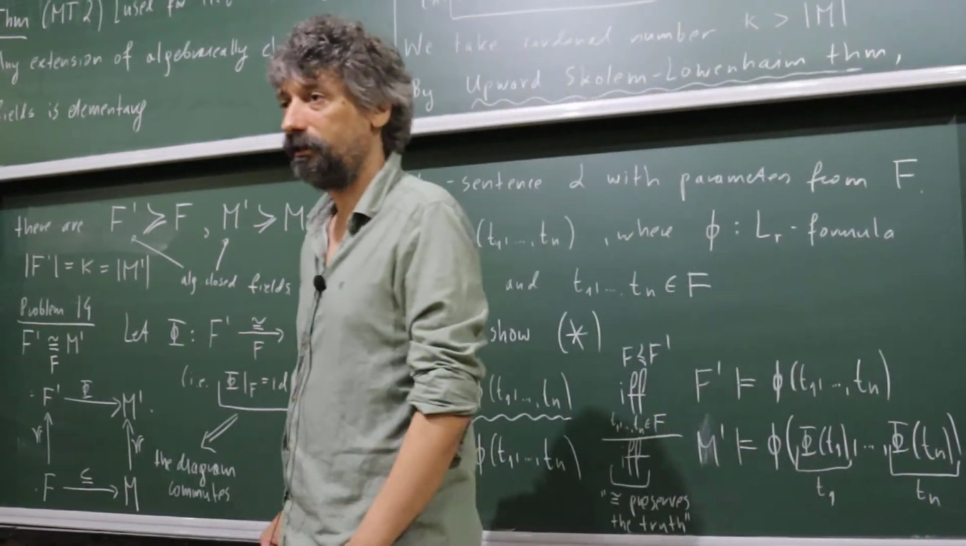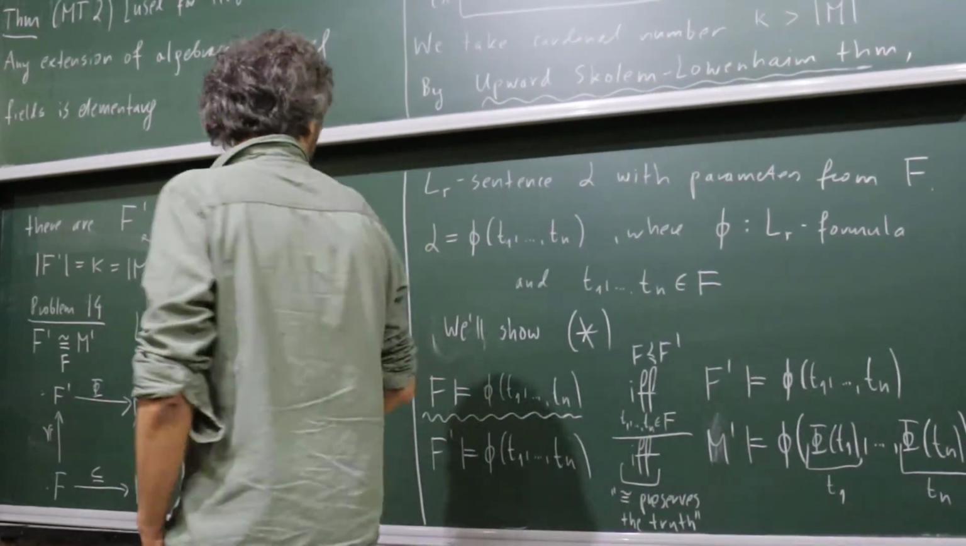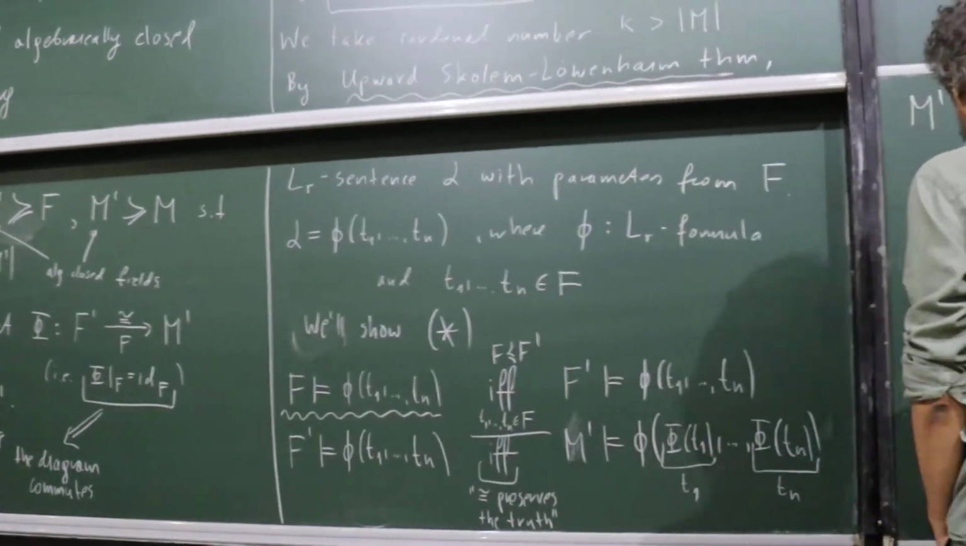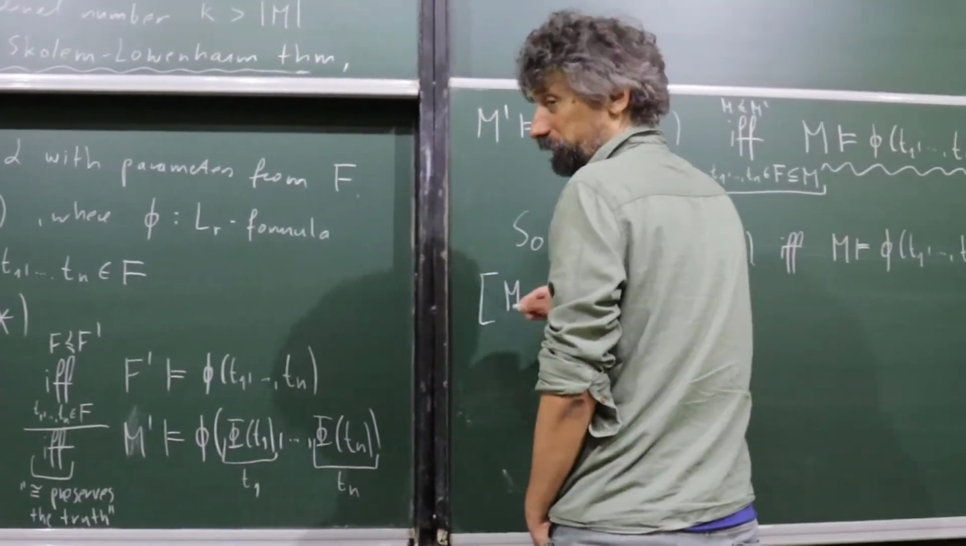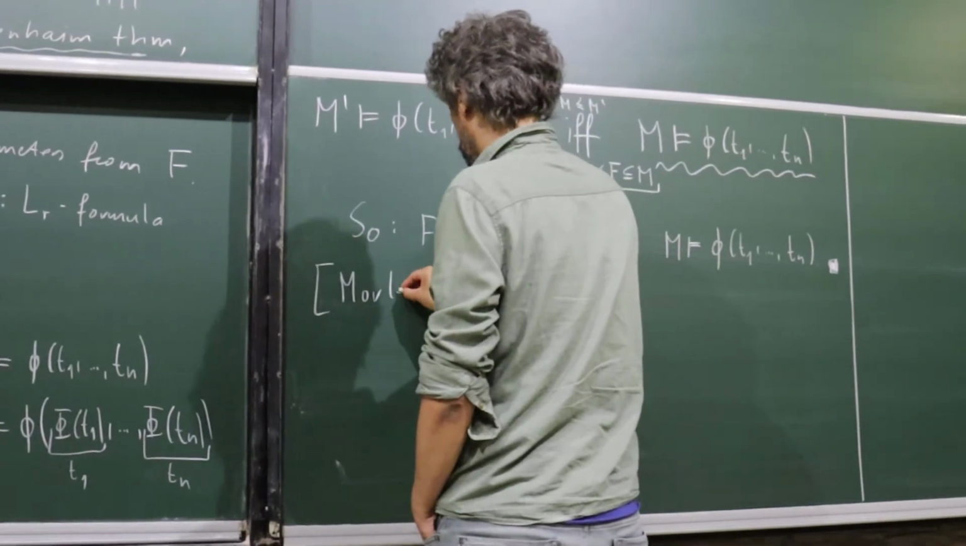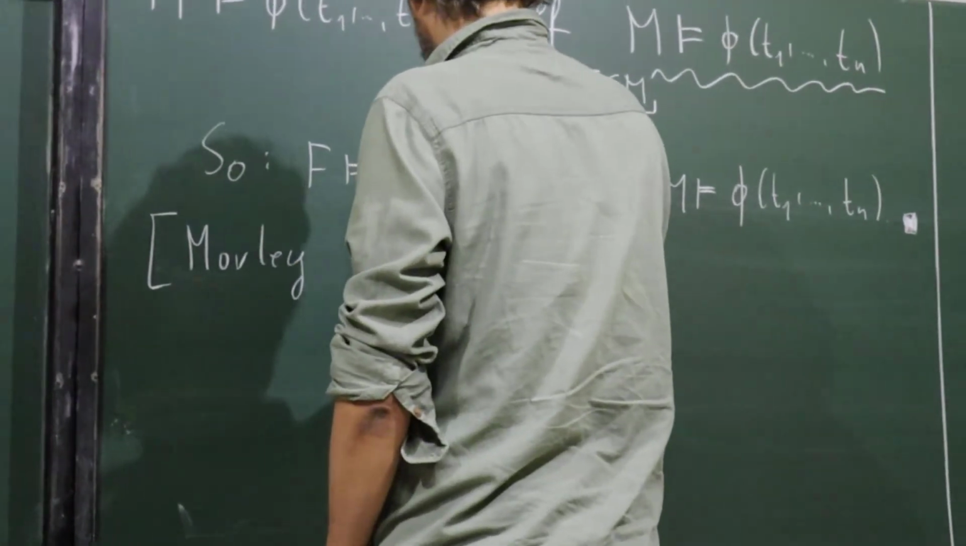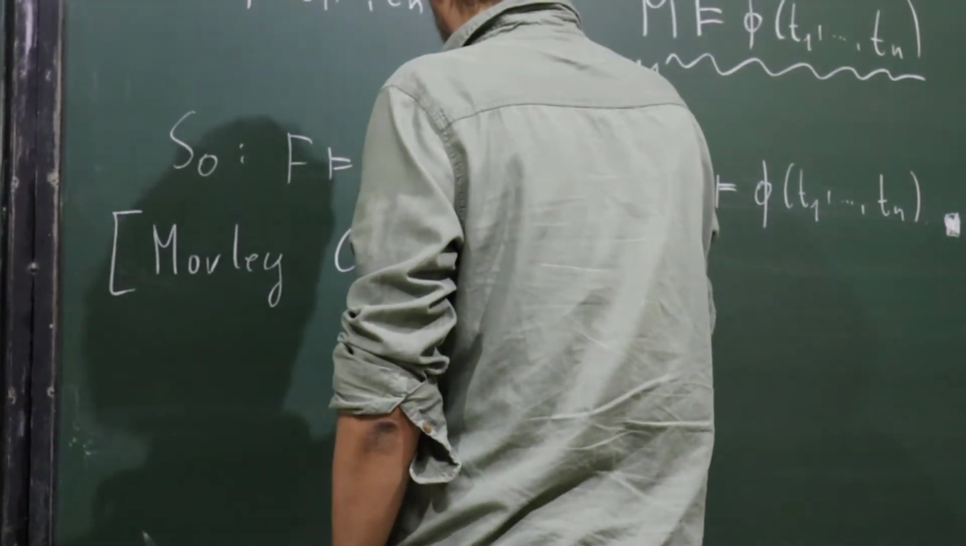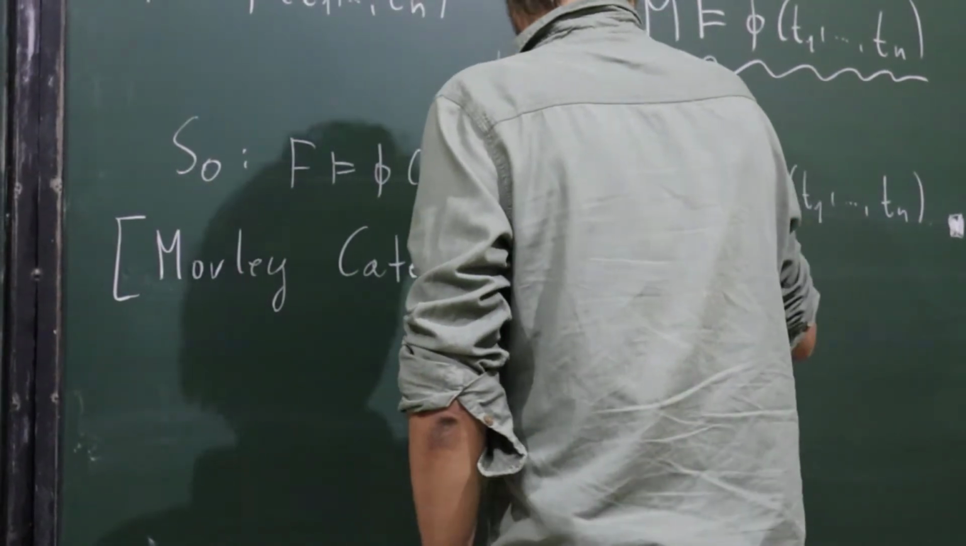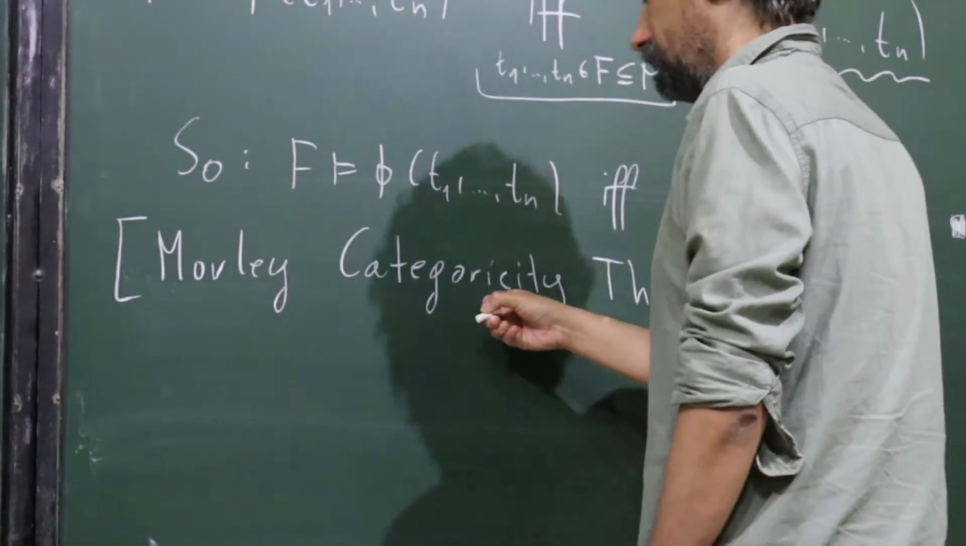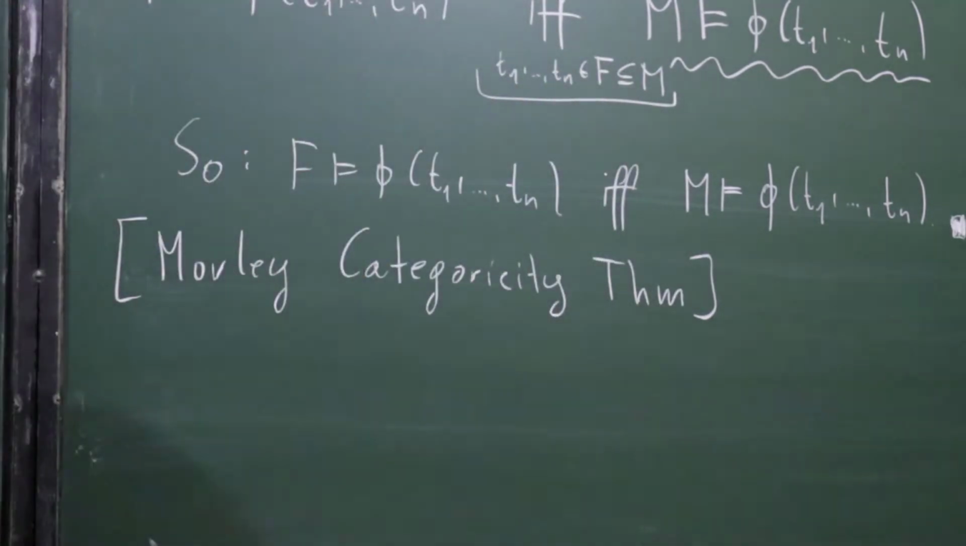Huh? Can you say again what was the... Morley. Okay. Morley, like Morley rank, yes, the same Morley. I was asking for the theorem. Categoricity theorem. It doesn't, this is not category theory, it's the name that a theory is categorical. In general, a theory is alpha categorical if two models of cardinality alpha are isomorphic.